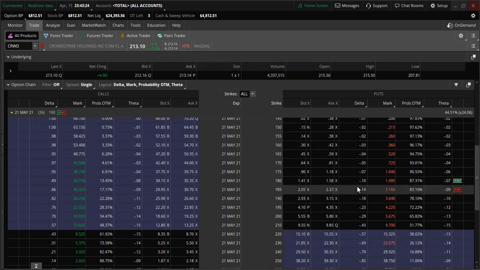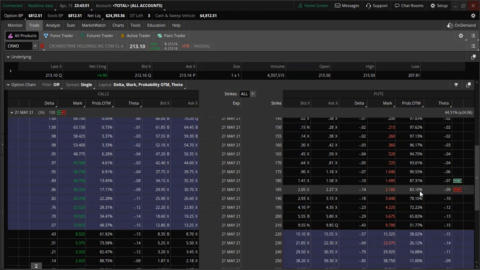And in this example, I'm using CrowdStrike and I'm doing a 185, 180 put spread. Now, what this does is this gives me a directional trade betting that the price of the stock will stay above the strike that I sold, which is the 185.